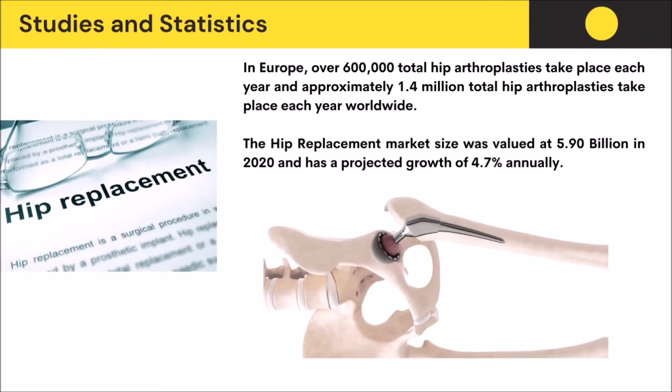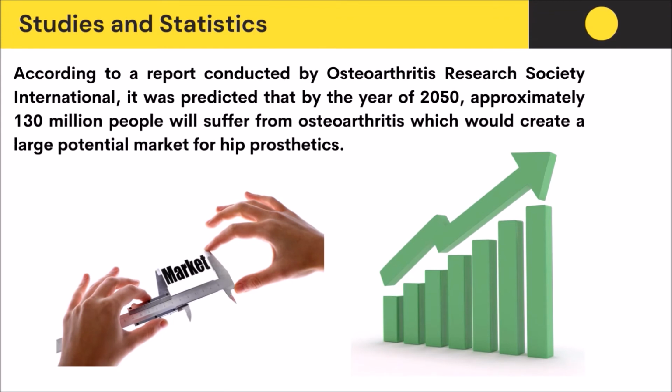In Europe, over 600,000 total hip arthroplasties take place each year, and approximately 1.4 million total hip arthroplasties take place each year worldwide. The hip replacement market size was valued at $5.90 billion in 2020 and has a projected growth of 4.7% annually. According to a report conducted by Osteoarthritis Research Society International, it was predicted that by the year 2050, approximately 130 million people will suffer from osteoarthritis, which would create a large potential market for hip prosthetics.